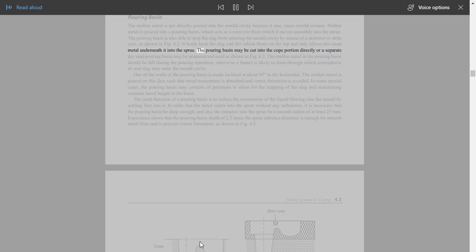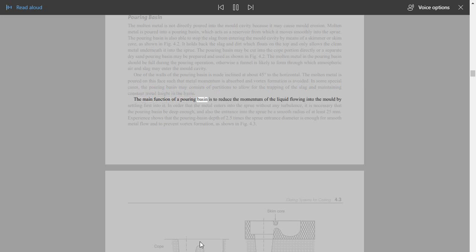The pouring basin may be cut into the cope portion directly, or a separate dry sand pouring basin may be prepared and used as shown in Fig. 4.2. The molten metal in the pouring basin should be full during the pouring operation, otherwise a funnel is likely to form through which atmospheric air and slag may enter the mold cavity. One of the walls of the pouring basin is made inclined at about 45 degrees to the horizontal. The molten metal is poured on this face such that metal momentum is absorbed and vortex formation is avoided. In some special cases, the pouring basin may consist of partitions to allow for the trapping of the slag and maintaining constant metal height in the basin.